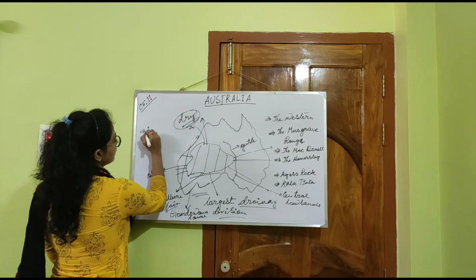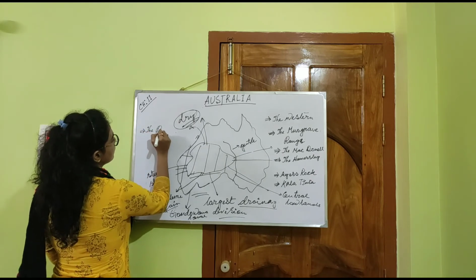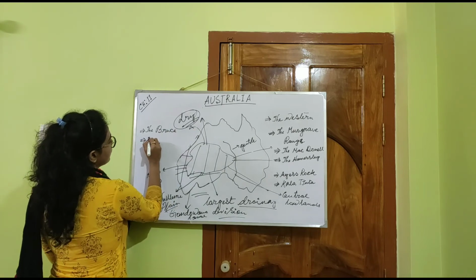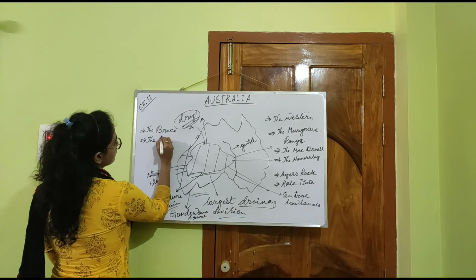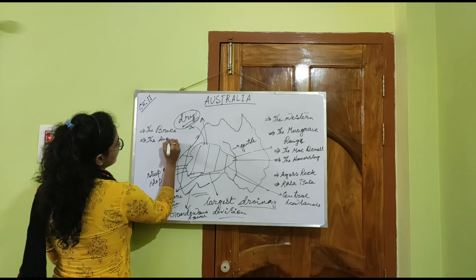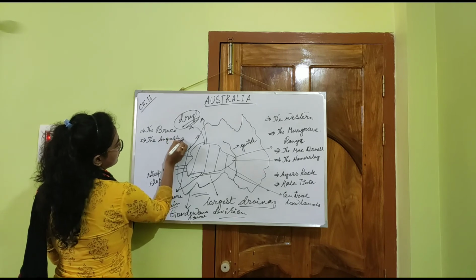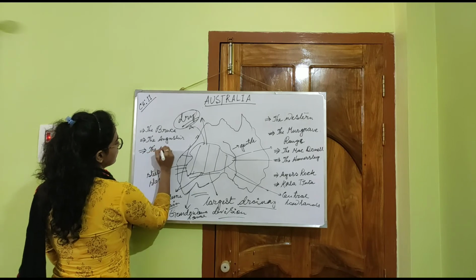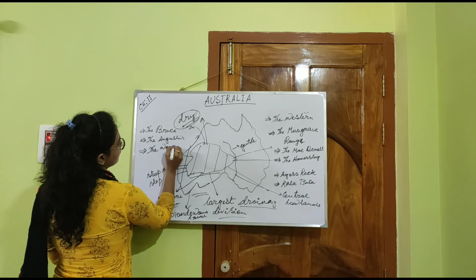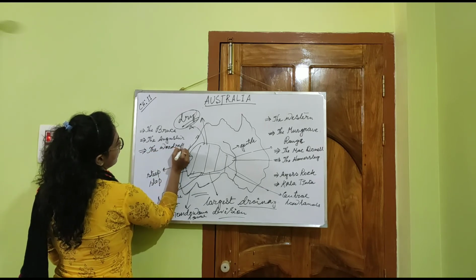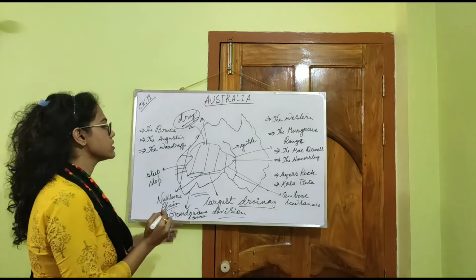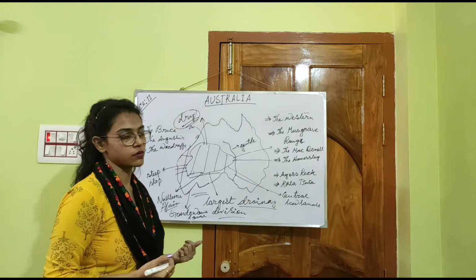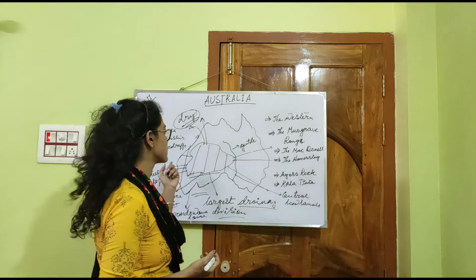These two sides, and here are three famous peaks. One is the Bruce, the Augustus, and one more is the Woodruff. These are the three highest, three famous peaks of this area.